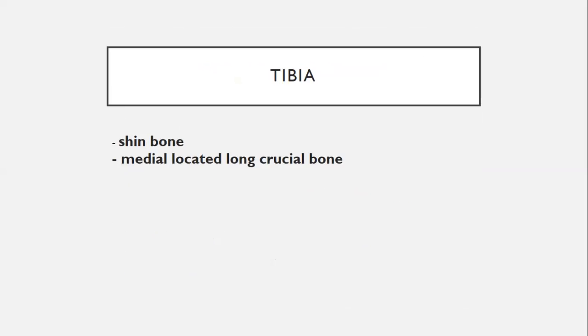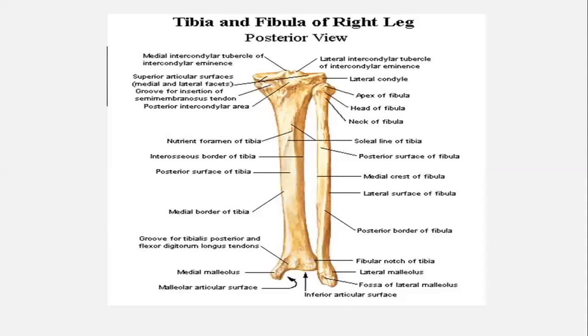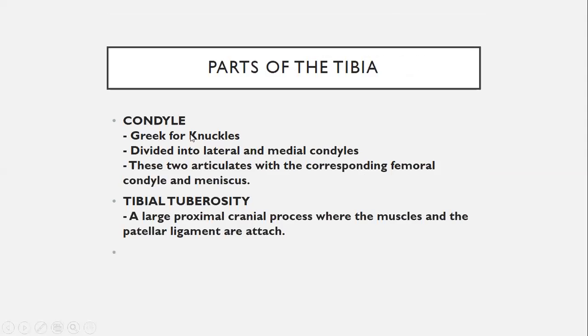Tibia or the shin bone. So this is the medial locating long crucial bone. So this is the tibia and this is the fibula. Between the two, which do you think is weight bearing? Yes, it's the tibia. And your fibula will serve for muscle attachment. So these are the parts of the tibia and the fibula, which you will later know in detail when we go to the lab.